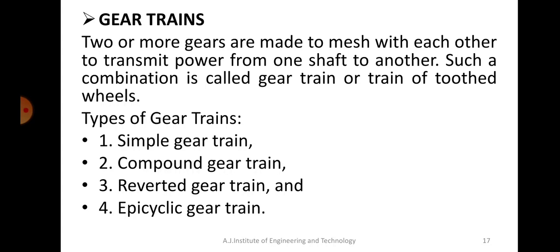Now, depending upon the arrangement of these gears, how the gears are placed, if there are 3 or 4 gears, how they are arranged, how they are made to mesh with each other, depending upon the type of arrangement, the gear trains may be called simple gear trains, second compound gear trains, third reverted gear trains, and fourth epicyclic gear trains. Okay, so there are 4 types of gear trains. One is simple gear trains, second is compound gear trains, third is reverted gear trains, and fourth is epicyclic gear trains.